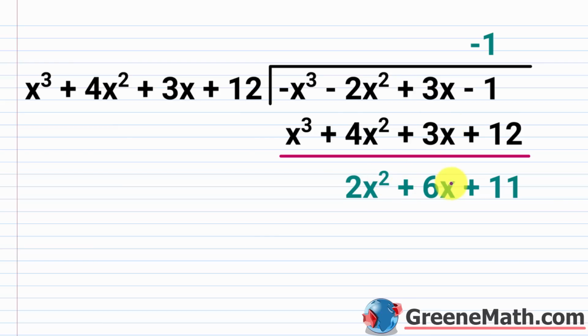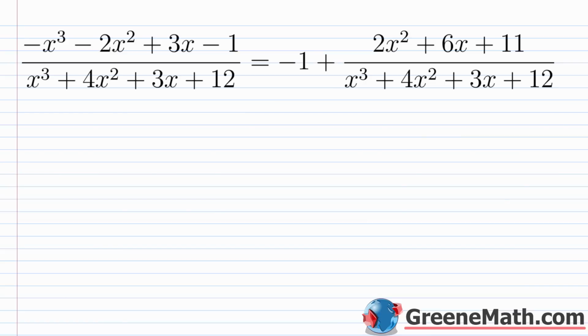3x plus 3x is 6x. And then -1 plus 12 is going to be 11. So this right here is your remainder. So when we set this up, we want to say that this is equal to -1, which is the quotient, plus 2x squared plus 6x plus 11, that's the remainder, over your divisor, or your denominator from this guy right here, which is x cubed plus 4x squared plus 3x plus 12.